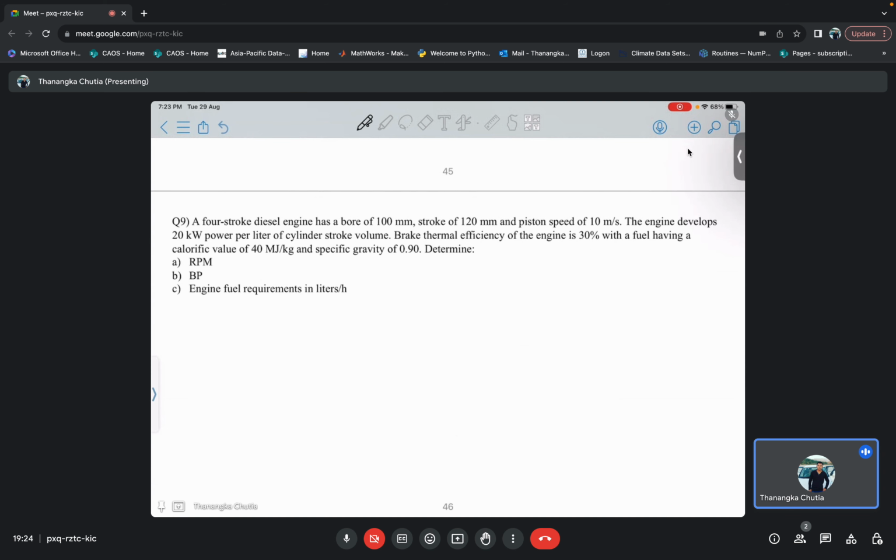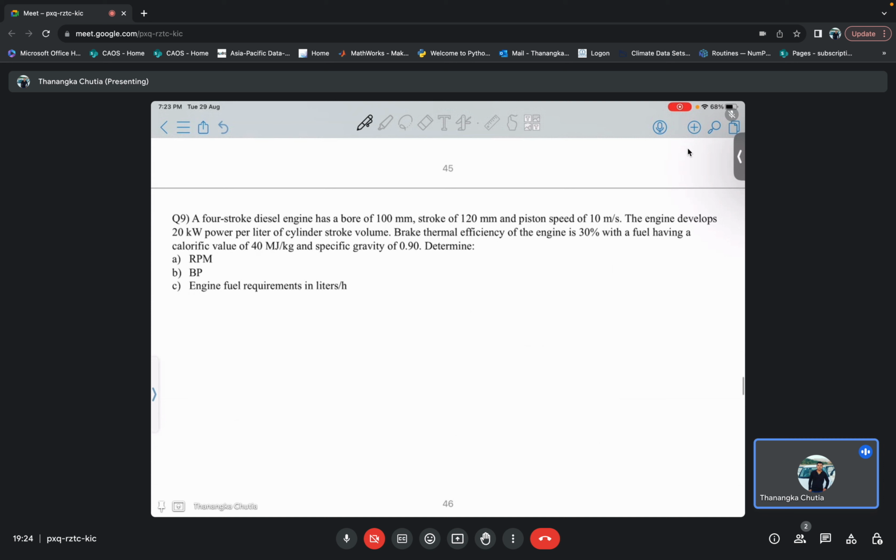So let us come to the next question. A 4-stroke diesel engine has a bore of 100 mm and a stroke of 120 mm, piston speed 10 meter per second. The engine develops 20 kilowatt power per liter of the cylinder stroke volume. Brake thermal efficiency of the engine is 30% with the fuel having a calorific value of 40 megajoule per kg, and your specific gravity of the fuel is 0.90. Determine the RPM, brake power and engine fuel requirements in liters per hour.